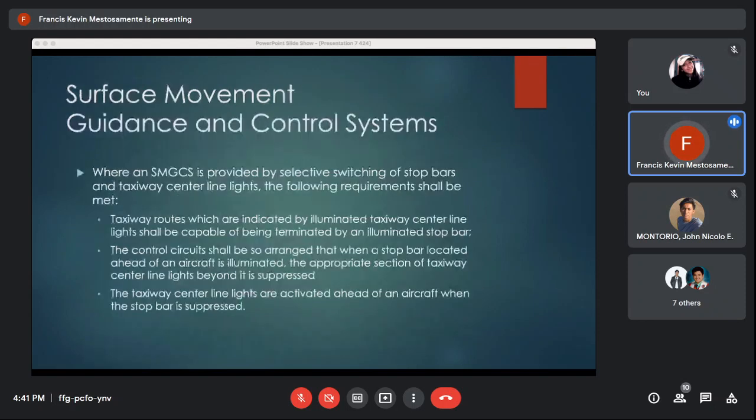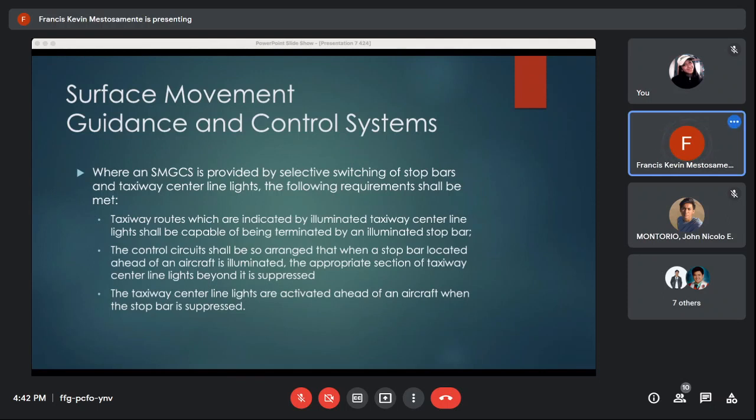Into the next slide, we got surface movement guidance and control system or SMGCS. So SMGCS, hindi ito available sa lahat ng airport. Usually available lang ito sa mga international or major airports in the city or in a specific country. So SMGCS is a modular system consisting of different functionalities to support the safe and orderly movement of aircraft and vehicles on the aerodrome.